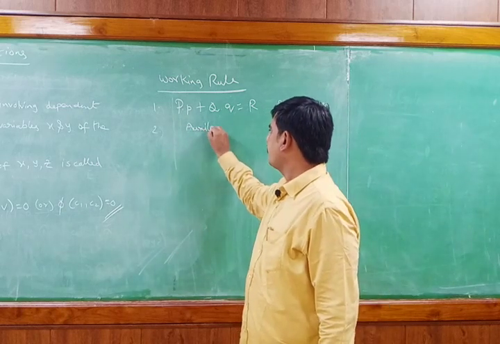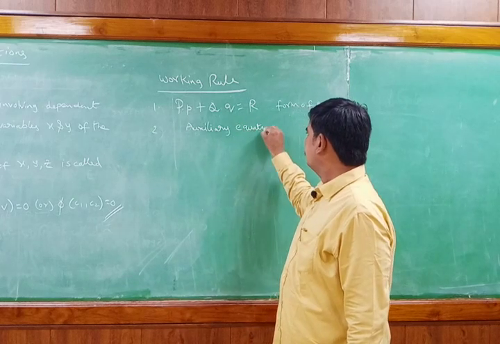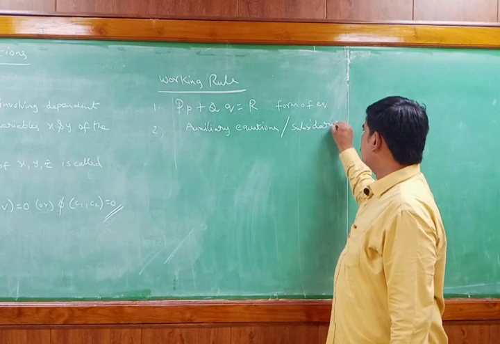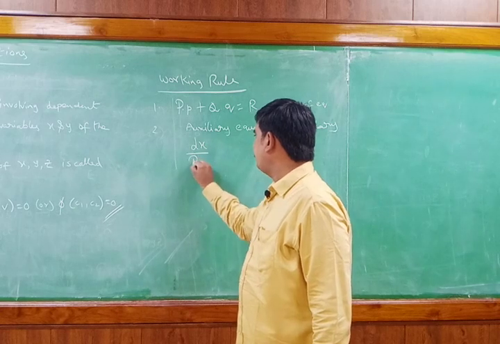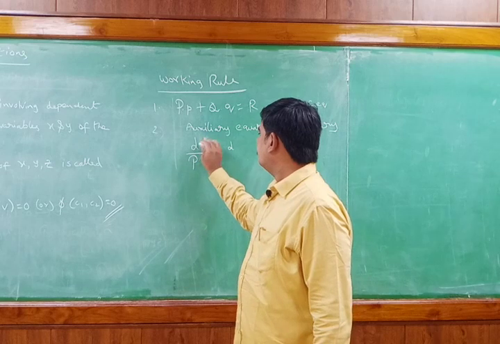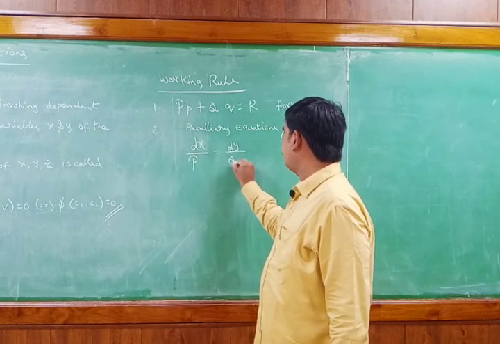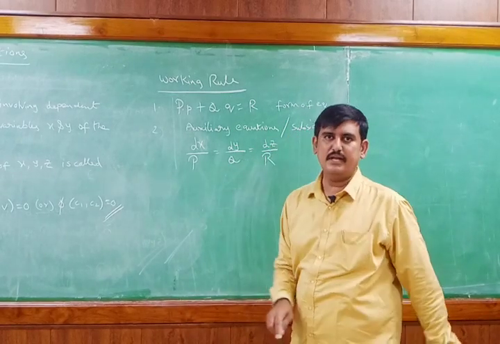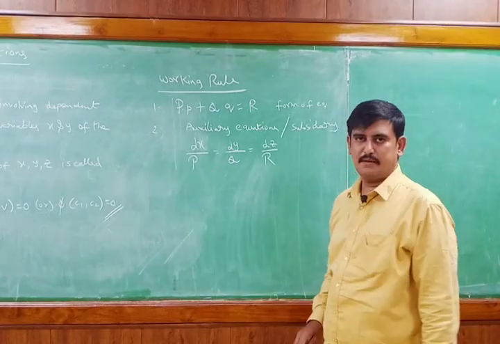Auxiliary equations or subsidiary equations are of the form dx by capital P equal to dy by capital Q equal to dz by capital R. So dx by capital P, dy by capital Q and dz by capital R.